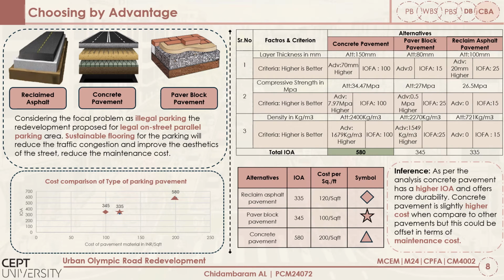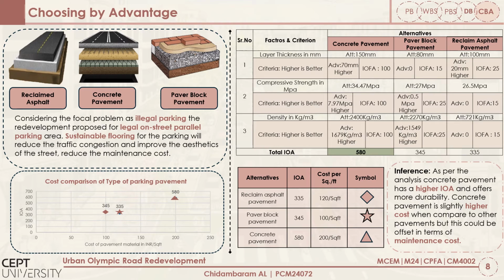The next assignment is choosing by advantage. Considering the focal problem as illegal on-site parking, the redevelopment proposed a legal on-site parking area in the design brief. Sustainable flooring for the parking will reduce the traffic congestion, improve the aesthetic of the streets, and reduce the maintenance cost. For that, I had taken three alternatives. One is reclaimed asphalt pavement with 40% reclaimed material and 60% new material as a ratio. Second is concrete pavement, and third option is a paver block pavement.